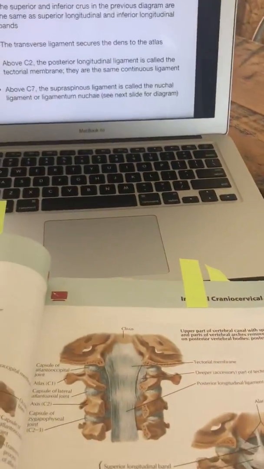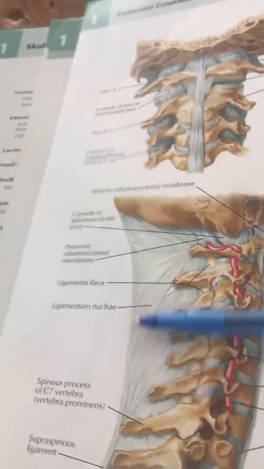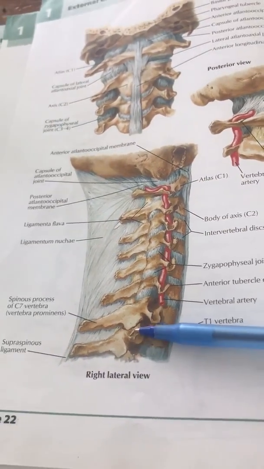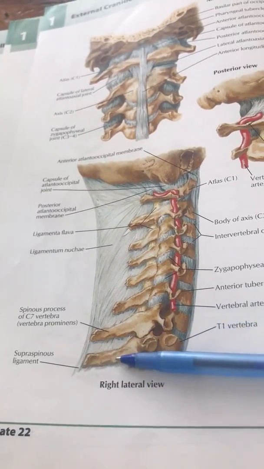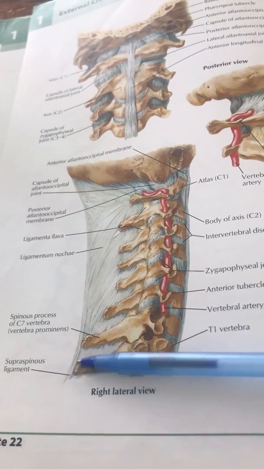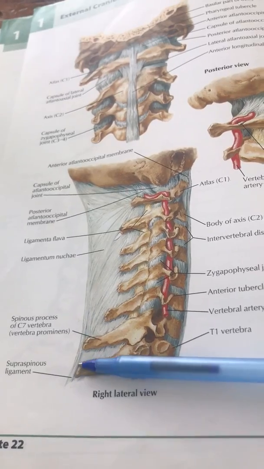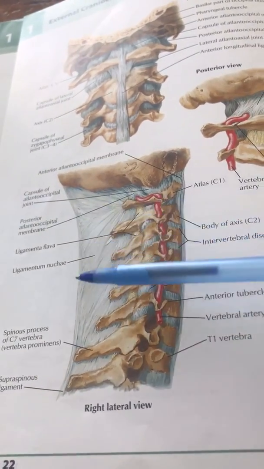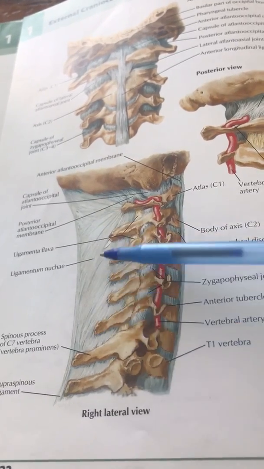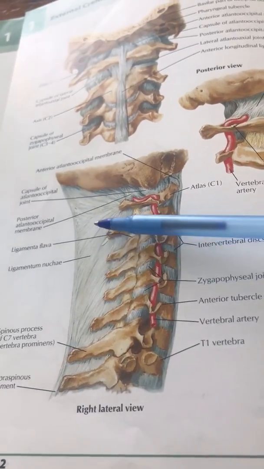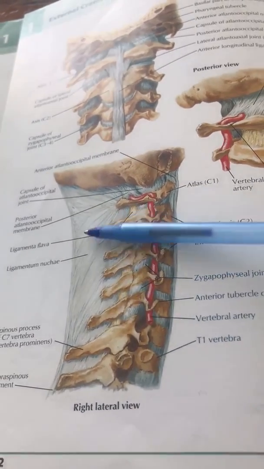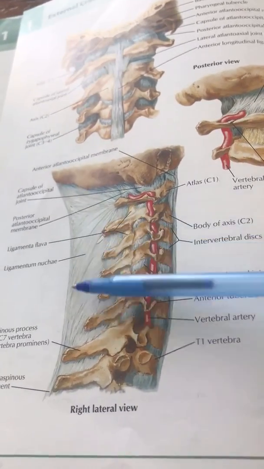The supraspinous ligament, here it is. So here's C7, here's T1. So down here it's called the supraspinous ligament. And then superiorly, all of this is the ligamentum nuchae. So we're not just looking at this little band anymore. We're looking at this whole really broad thing.